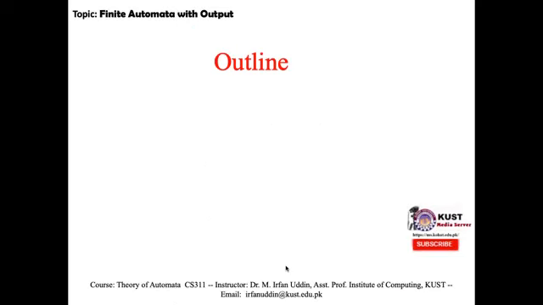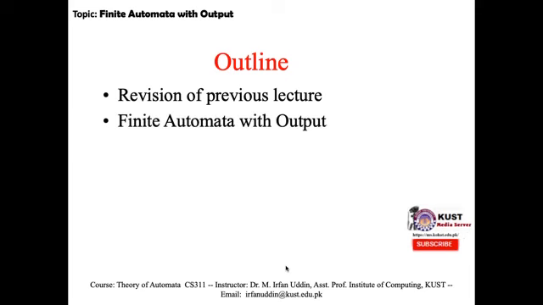This is the outline of today's lecture. We will revise our previous lecture. In the previous lecture, we talked about some quizzes. We will provide solutions to those quizzes, and then you can compare your solution to the solution I provide, so in case there are some mistakes, you can fix these. And then we will continue the discussion to discuss a new type of machine which is called finite automata with output.